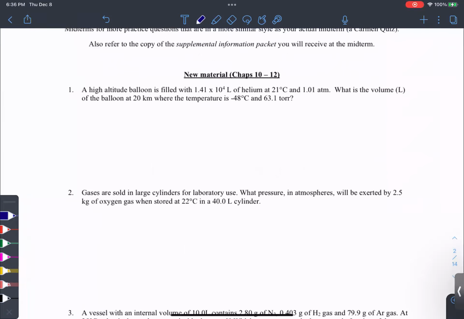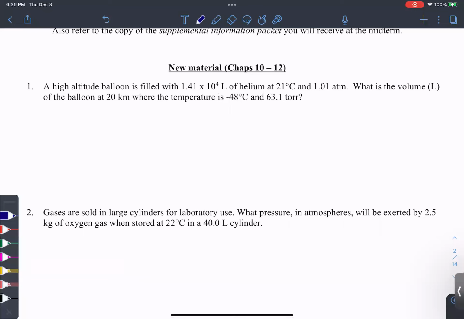Let's do some easier, low hanging fruit questions. This first one: a high altitude balloon is filled with helium at this temperature and this pressure. What is the volume of the balloon at 20 kilometers up high, where the temperature is that and that's the pressure? In my mind, this is a gas sample that's changing conditions.